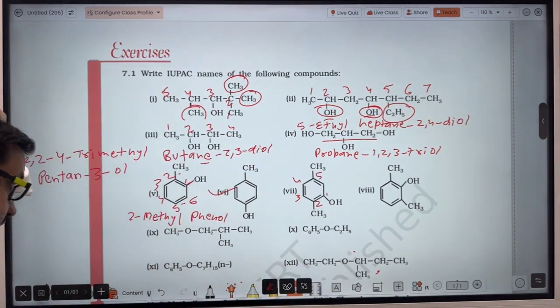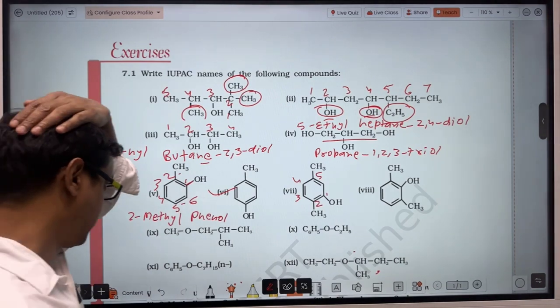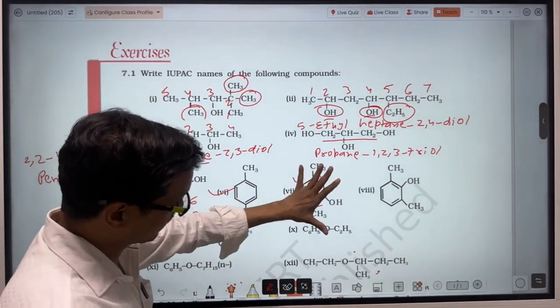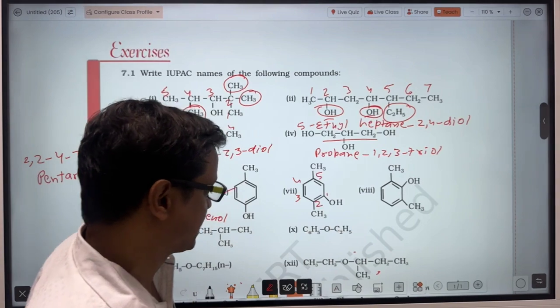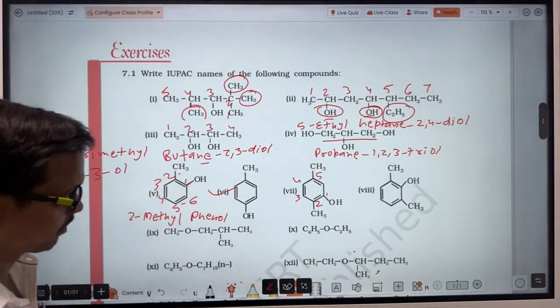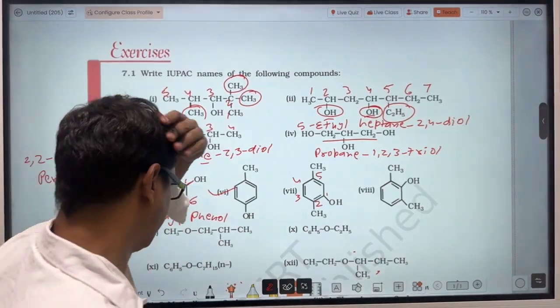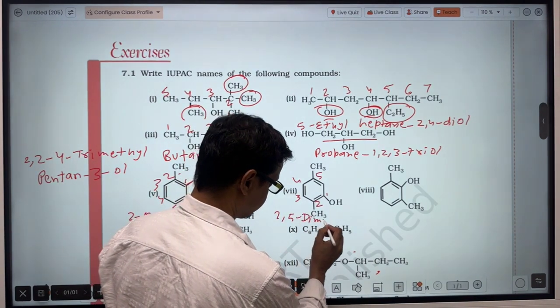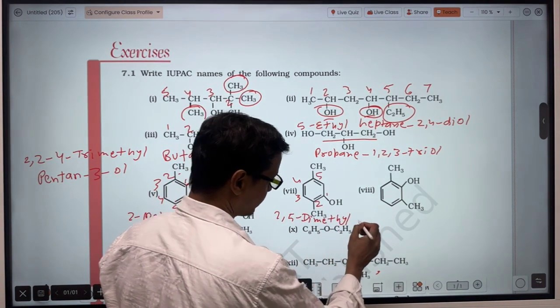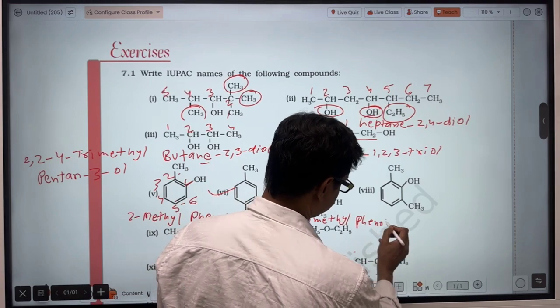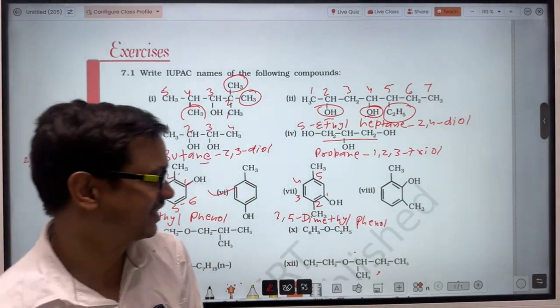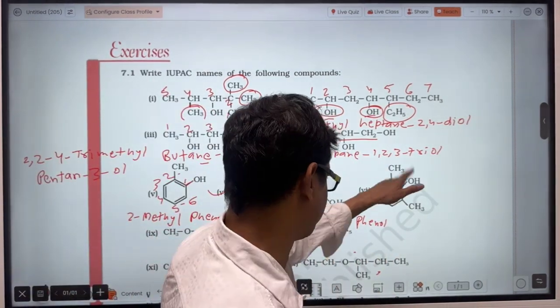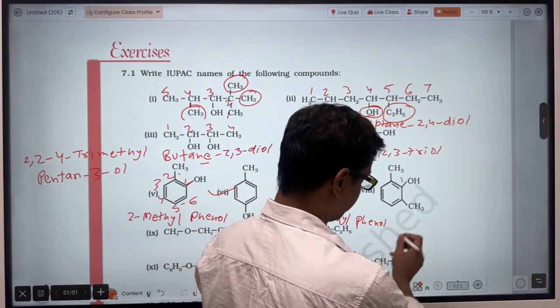So here, the methyl group is at second position and at fifth position. There are 2 methyl groups in this compound, one at second position and one at fifth position. So that will be 2,5-dimethyl phenol. Okay guys, very easy. Now this one you can also do.